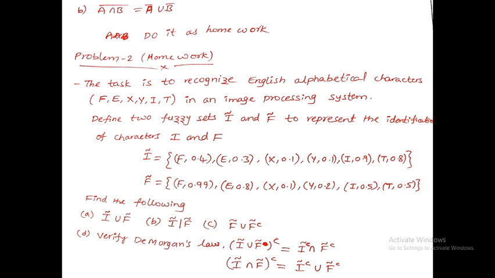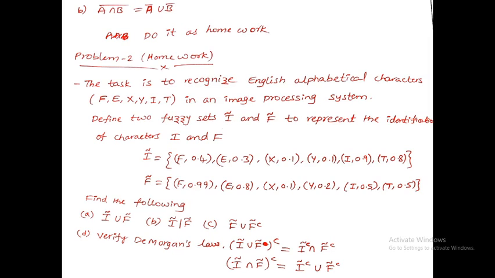Third question is F union F complement. Here if you see, F union F superscript C. Superscript C is represented with complement. F union F complement, and also verify the De Morgan's law. That is nothing but I union F overall complement is equal to I complement intersecting F complement. And second one is I intersecting F complement is equal to I complement union F complement. This you do it as a homework so that you'll understand in a better way. Like how you have solved that earlier problem, in a similar way you solve this problem.